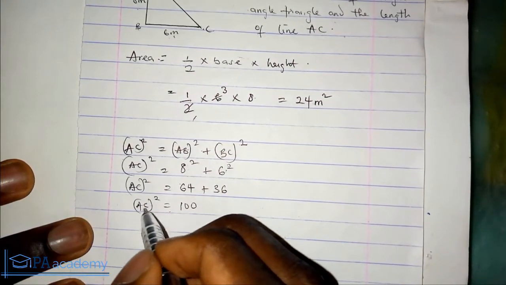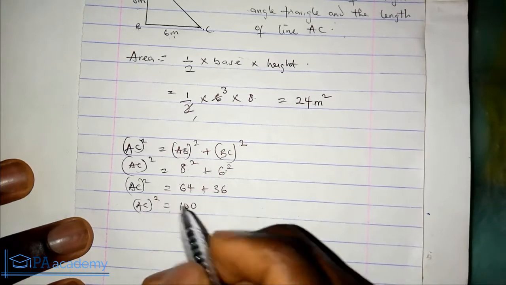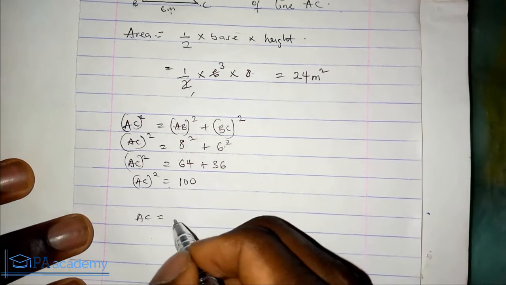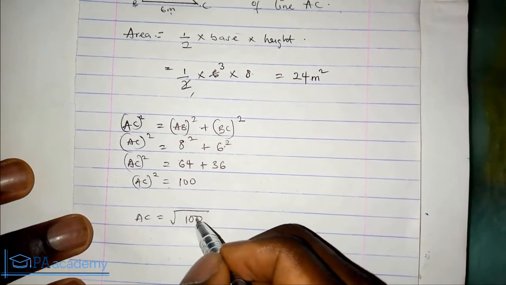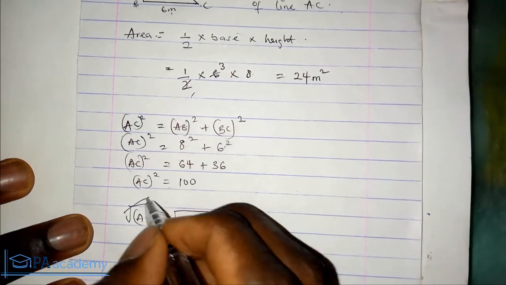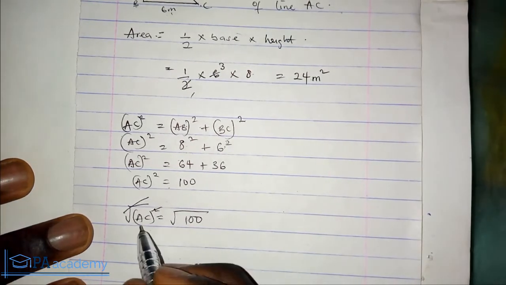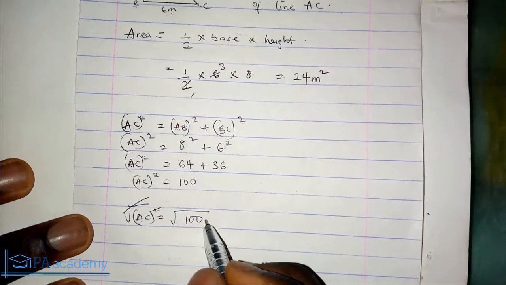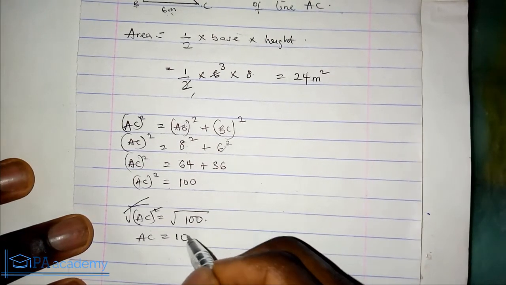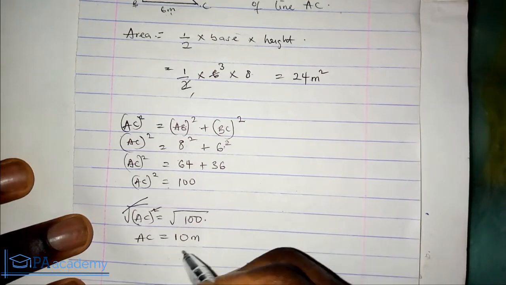So now we are going to take the square root of both sides in order to cancel out this square. So AC will give us the square root of 100. So I've cancelled this square, and we are left with AC is equal to the square root of 100. So the square root of 100 is what? Is 10. Then don't forget the unit, 10 meter.